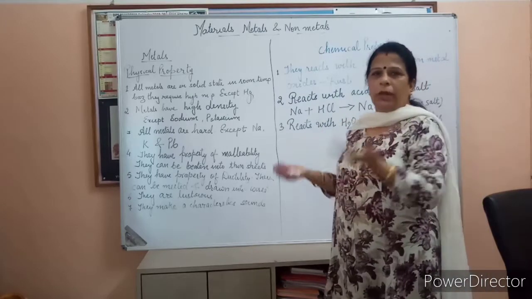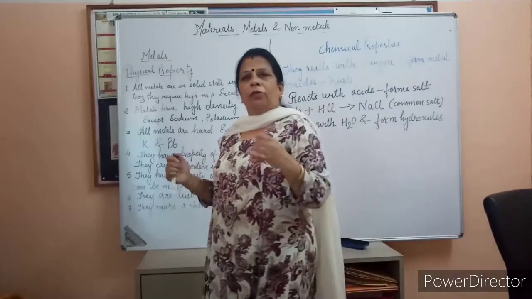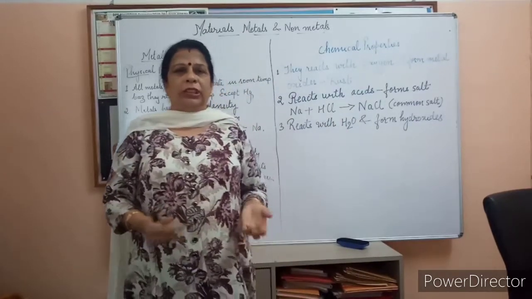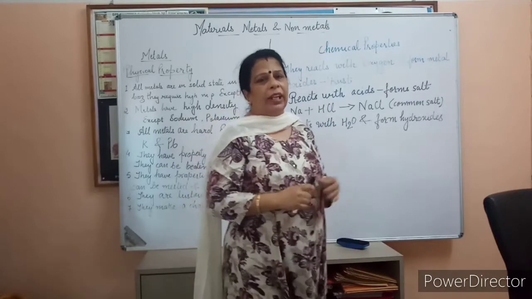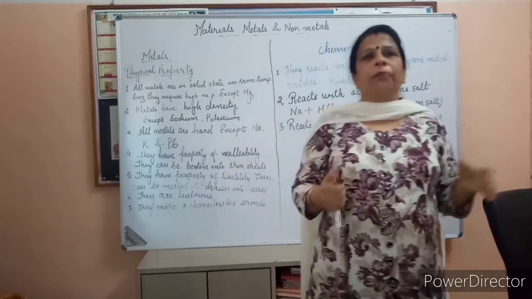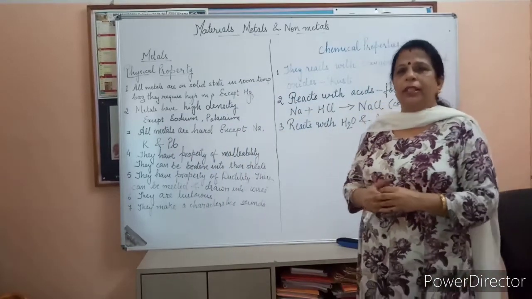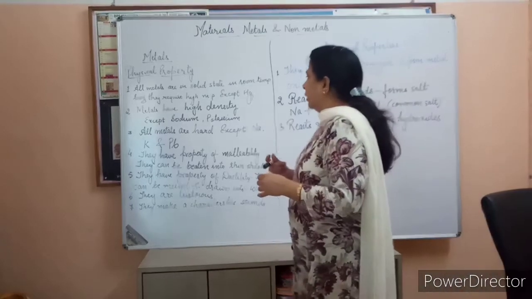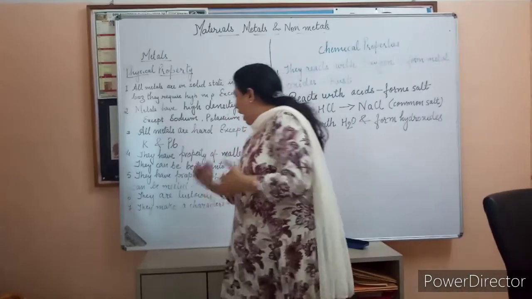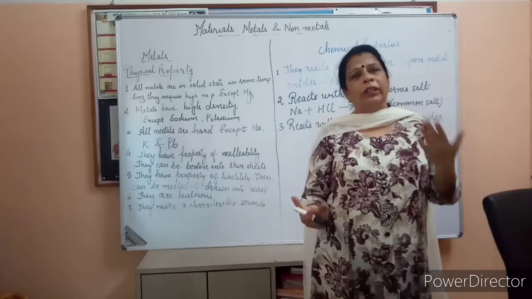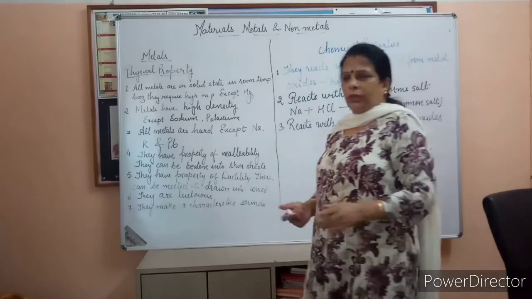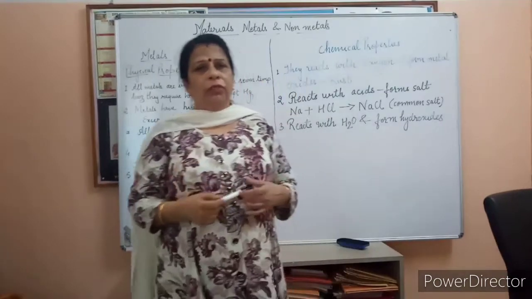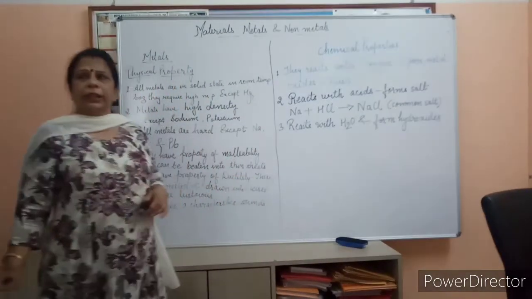Suppose we talk about the metals. When we see any metallic thing, and when we touch it, we feel that it is very hard. It is shiny in appearance, and we can say that they have high density, and it can't be easily broken, and so on. So one by one we will deal with these physical properties.